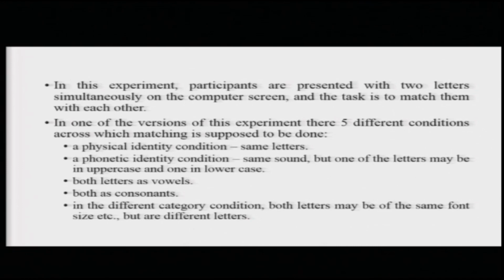The interesting part is the design of this experiment, which has around 5 conditions. It has a physical identity condition, which is the same letters in the same format. It has a phonetic identity condition. For example, one of the letters is in uppercase, the other letter is in lowercase. So it could be a capital C and a small c. You have to say that this matches. Similarly, both letters are from the same category as vowels or consonants, or it could be a different category condition in which both letters may be of the same type size, font size, color of ink, etc., but are different letters.